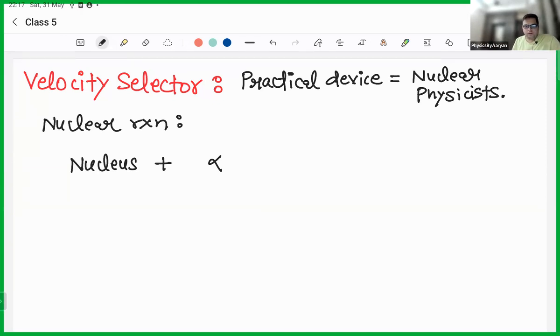So what I want is that an alpha particle comes at a very high speed and hits the nucleus. Now, I want the alpha particle at a very fixed speed. So let's say this alpha particle comes at a speed of 2.2 x 10^6 meters per second. And I want only this speed. I don't want the alpha particle to come at a speed more than this or less than this.